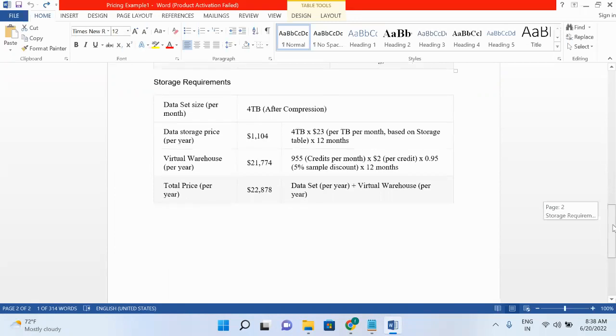Now let's come to the storage. When it comes to the storage, 4 terabytes, right? 4 terabytes multiplied by $23 per terabyte, and this is for 12 months, right? So this is monthly, 4 terabytes monthly. The pre-purchase charge we are giving here is $23, and approximately it will come around 1104. This is for the storage.